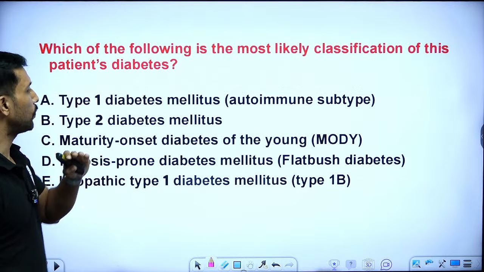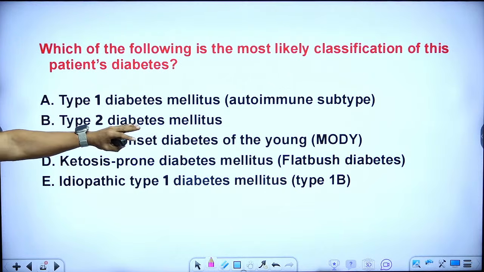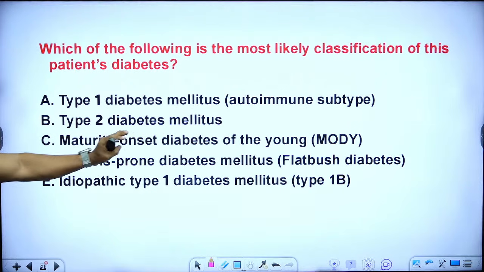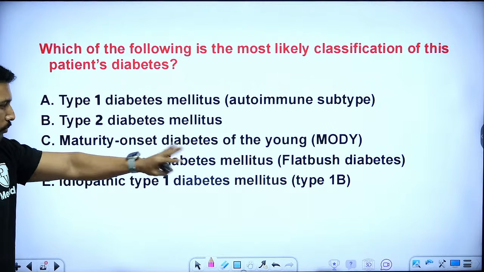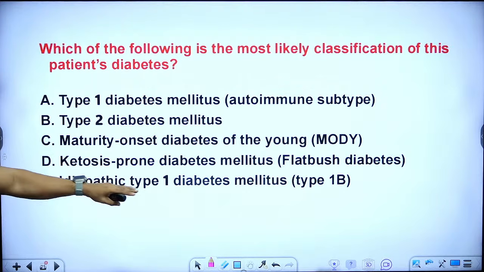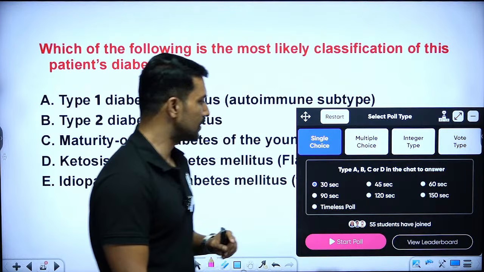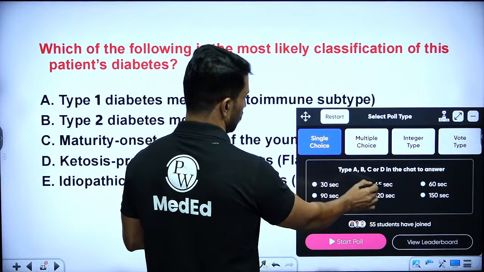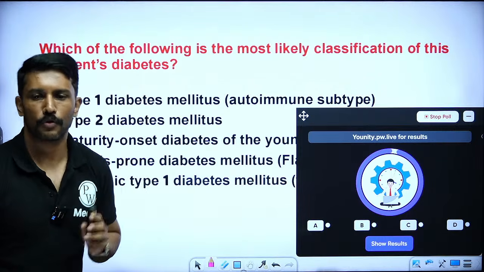So here are your options. Type 1 diabetes mellitus, autoimmune subtype, type 2 diabetes mellitus, maturity onset diabetes of the young, or there is some rare variant called Flatbush diabetes. I'll talk about it. And then idiopathic type 1 diabetes mellitus. So we'll run a quick poll and see how many of you can answer it right. I'll give you 45 seconds. Let's run the poll.